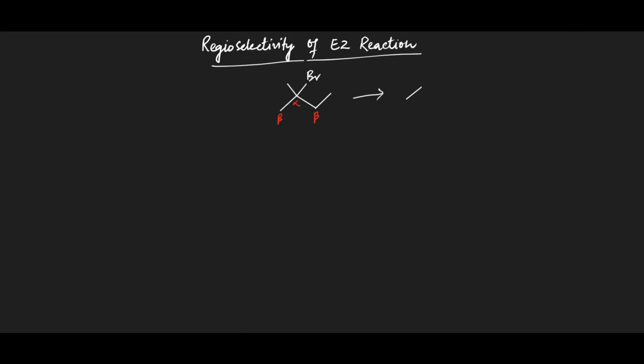In many cases, E2 elimination reactions are regioselective and can produce more than one product. Consider this alkyl halide. There are two non-identical beta positions with respect to the alpha carbon connected to the leaving group, bromine. So the double bond can form in two different regions of the molecule. This is an example of regiochemistry, and the reaction is said to produce two different regiochemical outcomes.